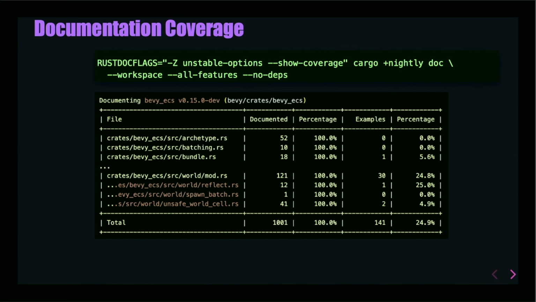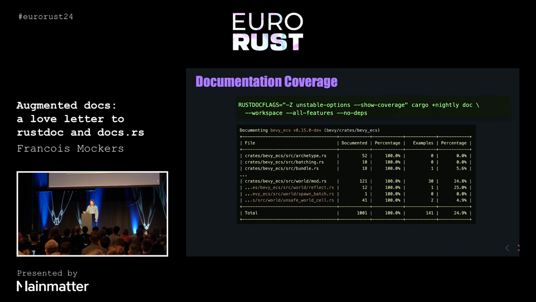You can check your documentation coverage with Rust Nightly again. It will give you a nice ASCII table of everything that is documented, everything that is not yet documented, and if you have examples for it or not. For example, here it's a case for Bevy ECS, and we're getting there with documentation. 100% is nice, but examples are not yet there.